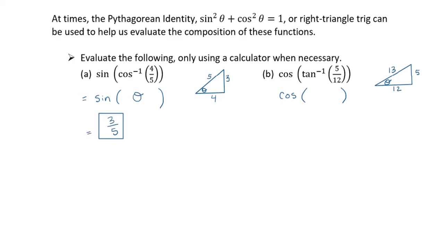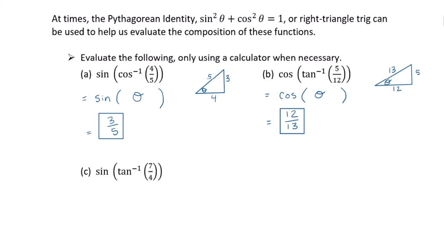Okay, again, I don't really necessarily care what that angle is, so I'm just going to replace it with this theta. Now, I'm being asked what the cosine of theta is. Cosine is the adjacent over the hypotenuse, so this is the ratio that results.